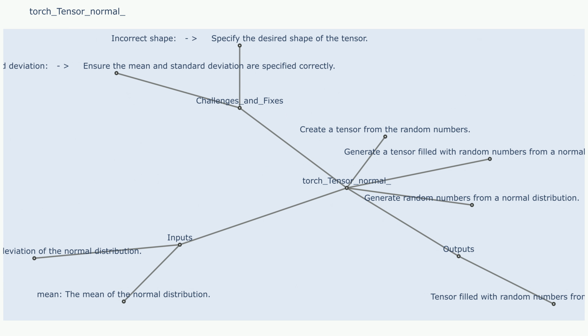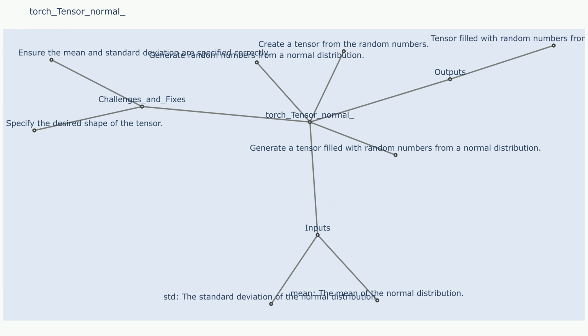Python. import torch. tensor = torch.ones(2, 3, dtype=torch.float). mean = torch.zeros(2, 3, dtype=torch.int). std = torch.ones(2, 3, dtype=torch.int). torch.normal(tensor, mean, std). Fixes to challenge 2: ensure that all input tensors have the same data type.